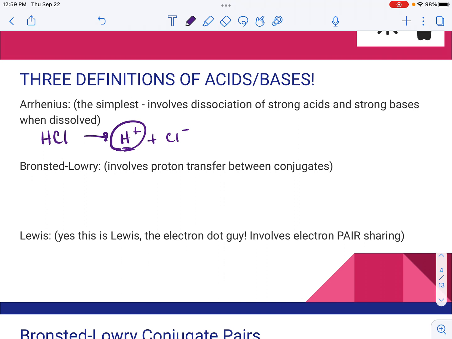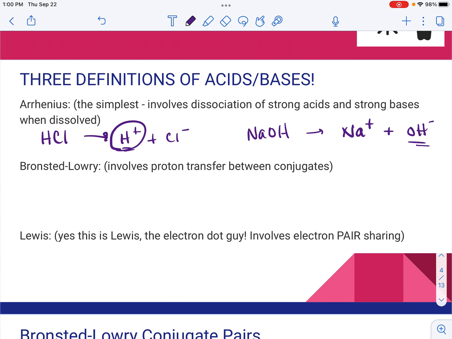A base, of course, would be the same idea. An example of an Arrhenius base would be sodium hydroxide, one of your completely soluble hydroxides, which dissolves into sodium ions and hydroxide ions. It's those hydroxide ions that lead us to call it a base. You're going to learn more later about how this is not quite this simple, and that we have some equilibrium systems that involve these. But according to Arrhenius, it is that straightforward.